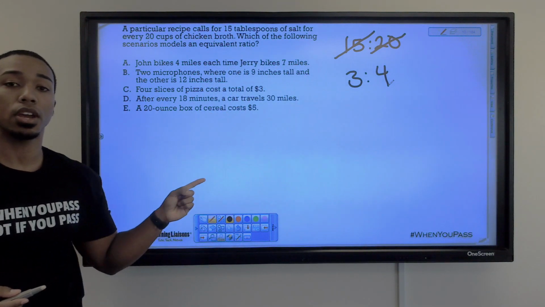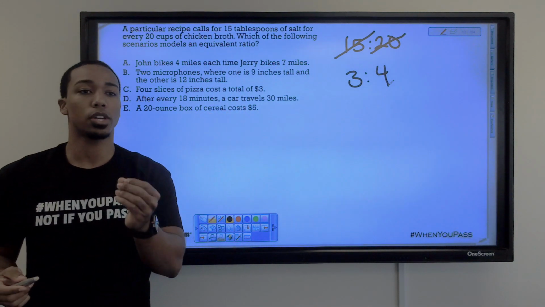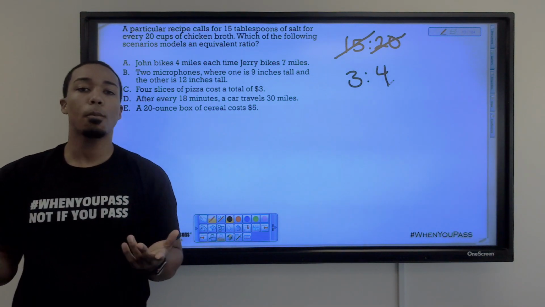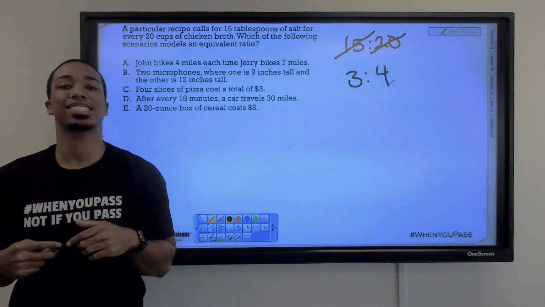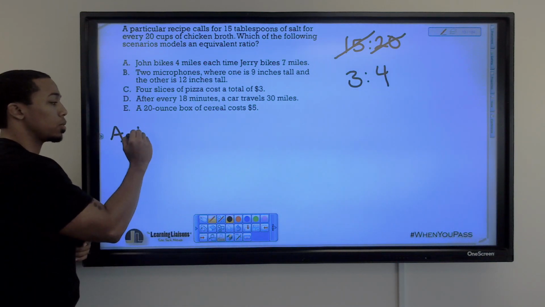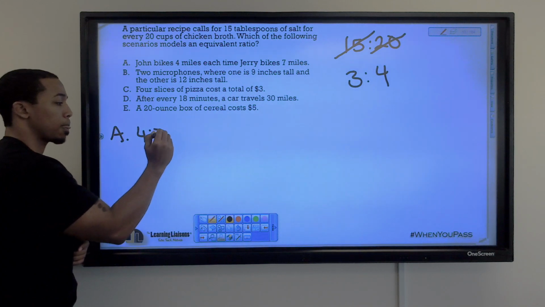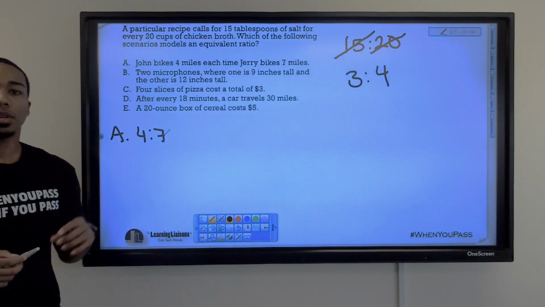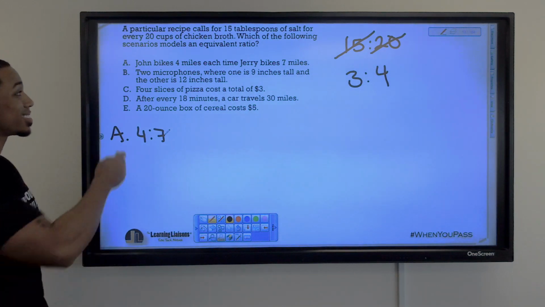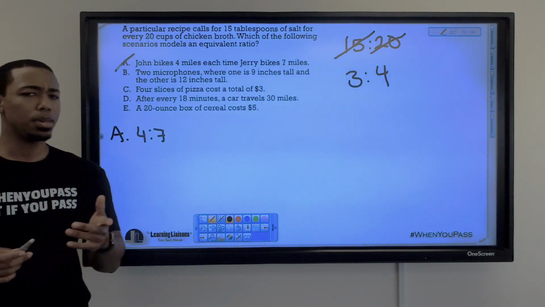So let's go ahead and read through these scenarios and find out which of these is a ratio of 3 to 4. A. John bikes 4 miles each time Jerry bikes 7 miles. Okay, so for A, that ratio is 4 to 7. We can't really reduce this. That's as simple as it can get. That's a pretty easy one there. It's not the answer.